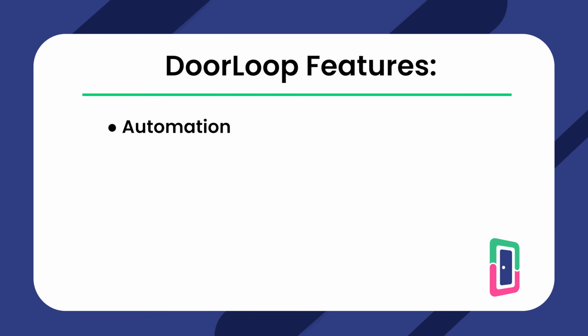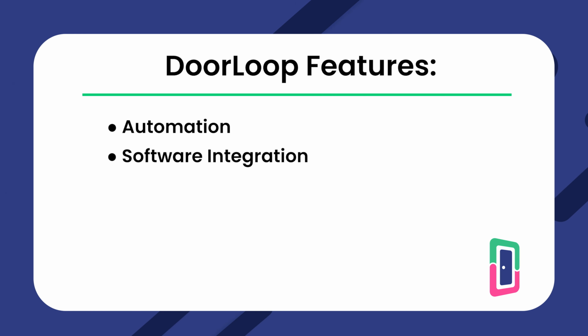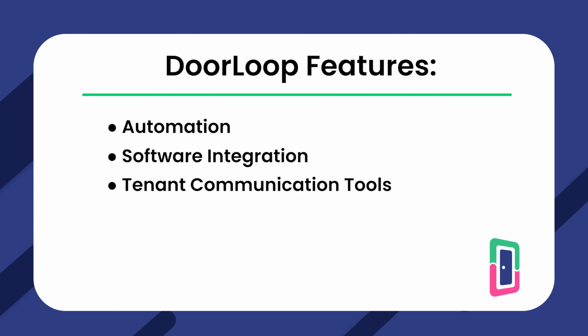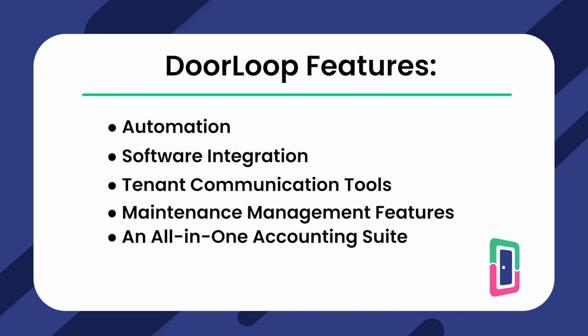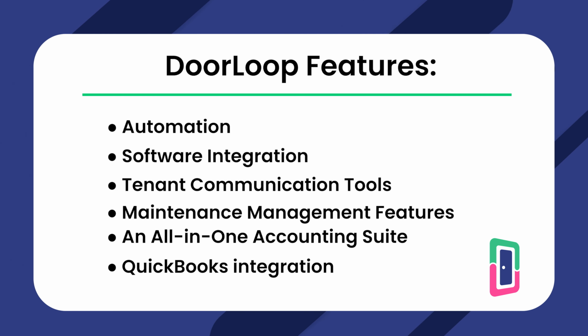Some of the standout features that you'll get with DoorLoop include automation. You can automate tasks like rent collection, set up preferred payment methods, and automatic rent reminders, and effortlessly track rent. Software integration. DoorLoop offers seamless integration with QuickBooks, enhancing your accounting capabilities and providing additional flexibility as well. Tenant communication tools. Whether you need to send a message, collect rent, or handle maintenance requests, it's all at your fingertips. Maintenance management features, allowing you to create and customize maintenance requests, send invoices to vendors, and handle payments, and so much more. It also has an all-in-one accounting suite, but if you like, you can also integrate with QuickBooks if you're interested in that as well.